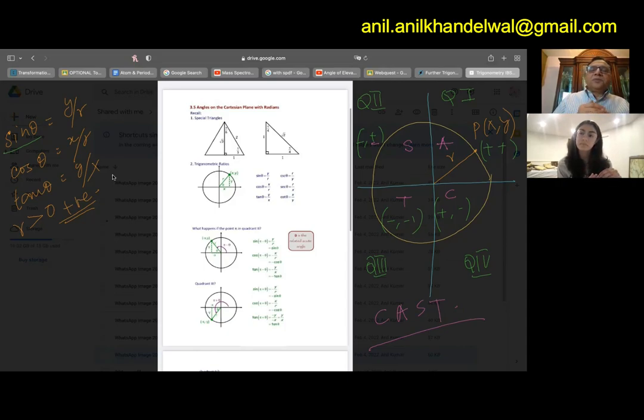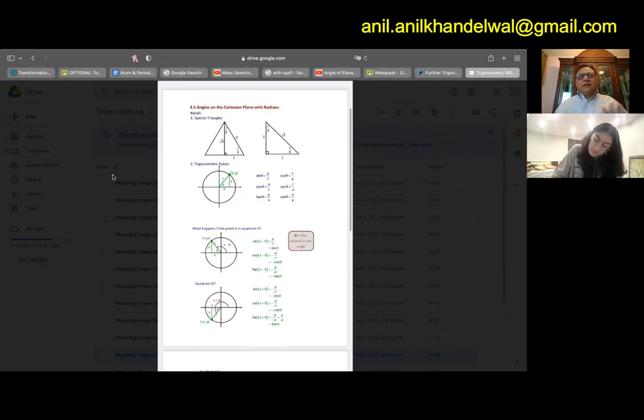So clearly, if sine is positive, its reciprocal cosecant will also be positive, correct? Yes. If cosine is positive, the reciprocal secant will be positive. And if tangent is positive, then the reciprocal cotangent will also be positive, correct? Yes. So that is clear. So the CAST rule is clear to you now? Yes. Very good. We are going to use it many times, so don't worry about it. It will come again and again.